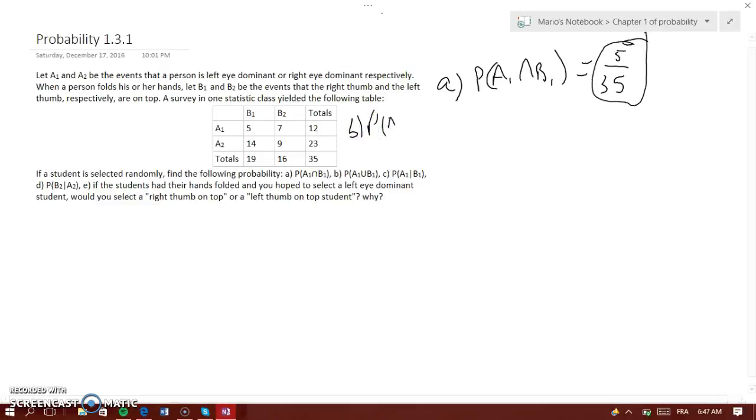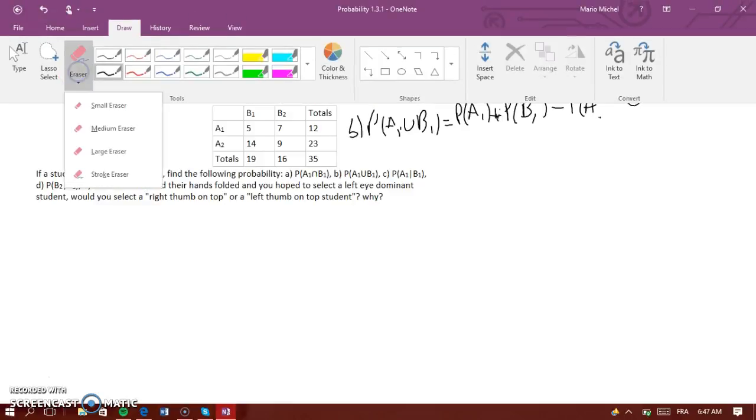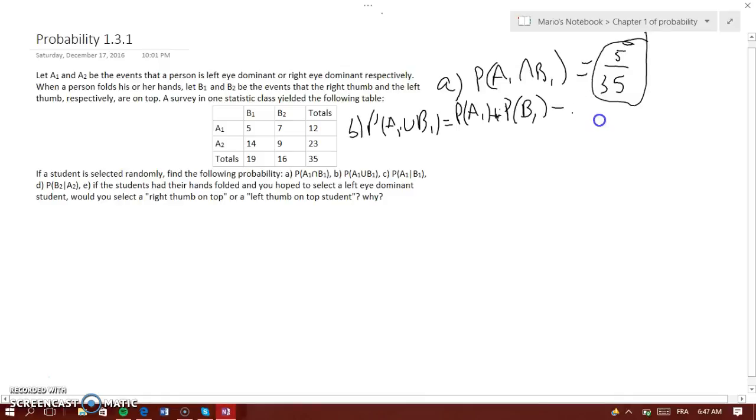So PA1 union B1 would equal PA1 plus PB1 minus PA1 intersection B1.